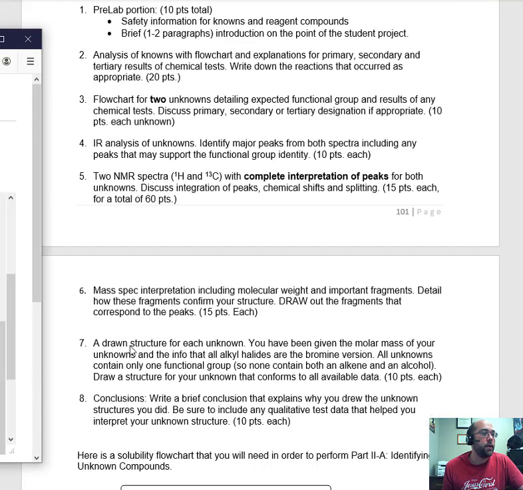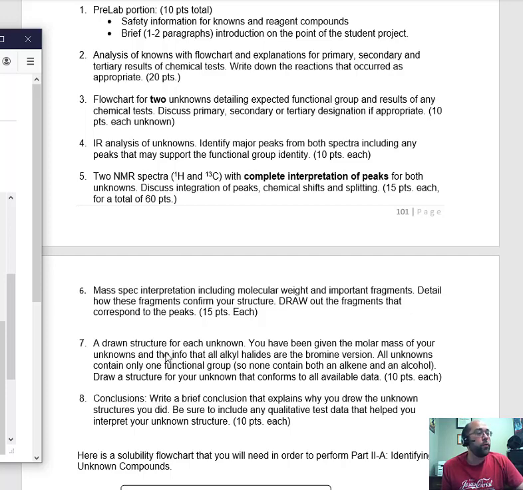And then you will want to have a portion where you draw the structure of your unknown based off of all of your analysis. So you could have a conclusion where you write your brief conclusion and you draw the unknown structure, right? And that's it. So 7 and 8 can kind of be lumped together.